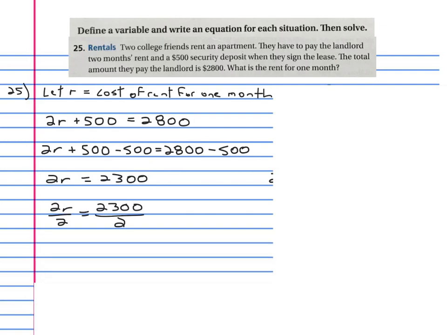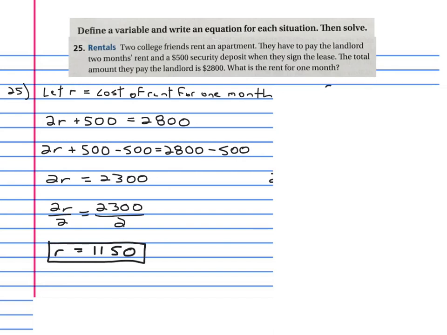Okay? So when we do that, we get R is equal to 1,150, and I'm going to box that. And I know that that's true because if I can do the mental math of dividing by 2, half of 2,000 is 1,000, and half of 300 is 150, so 1,150.